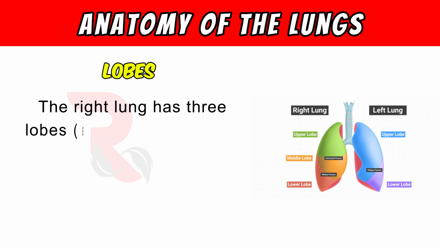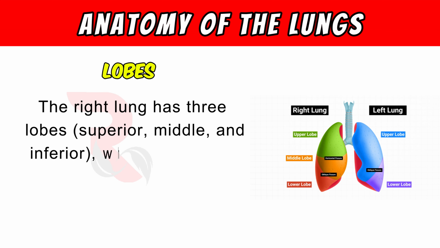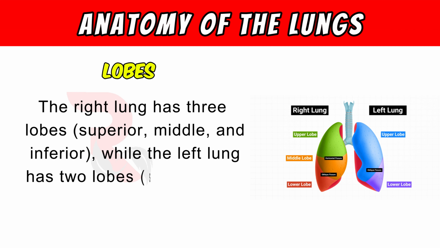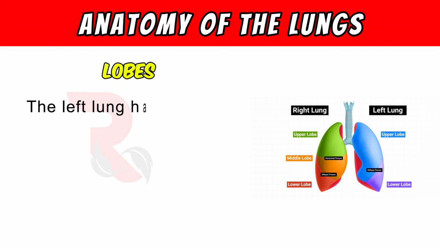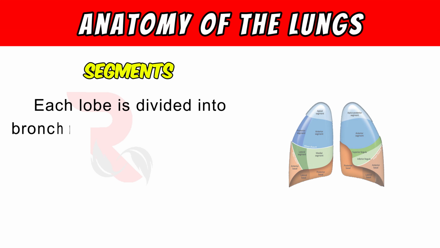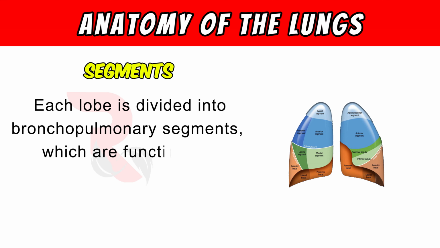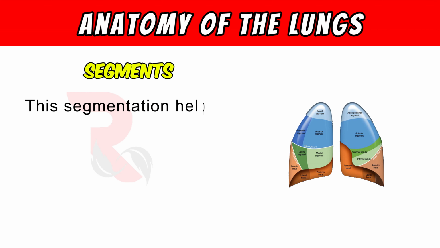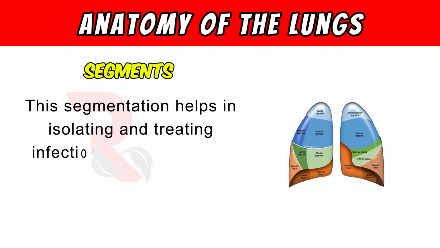Lobes. The right lung has 3 lobes, superior, middle, and inferior, while the left lung has 2 lobes, superior and inferior. The left lung has 1 less lobe due to the space occupied by the heart. Segments. Each lobe is divided into bronchopulmonary segments, which are functionally independent units. This segmentation helps in isolating and treating infections or other issues.